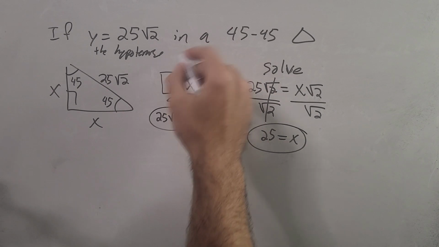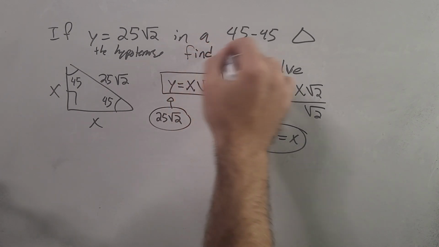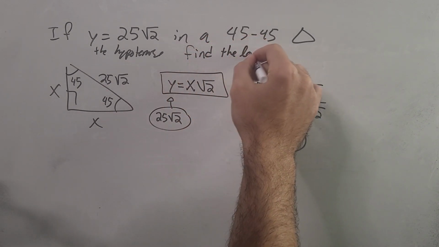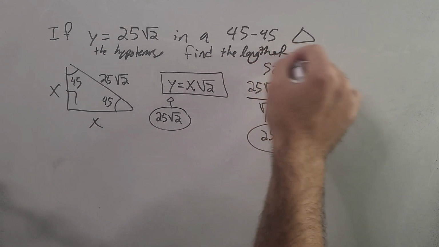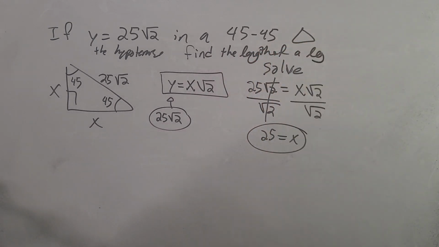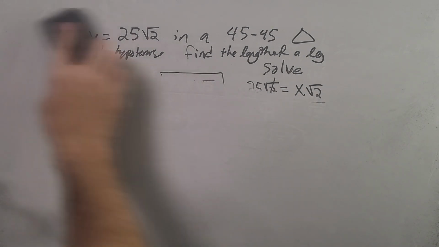Find the length. I'm sorry, I never finished the question. Find the length of a leg. So that's how you could find these different sides. Let's keep going. We have some more practice problems for the 45, 45.